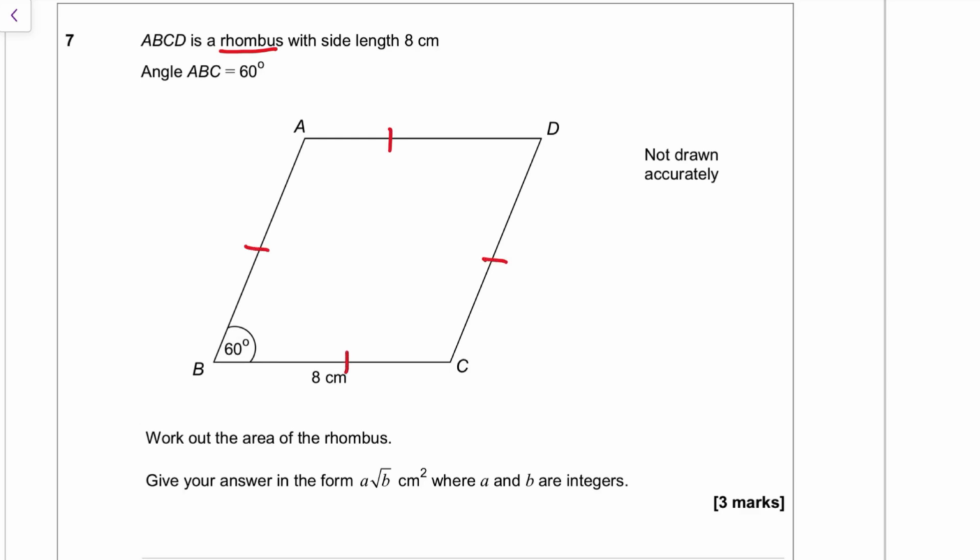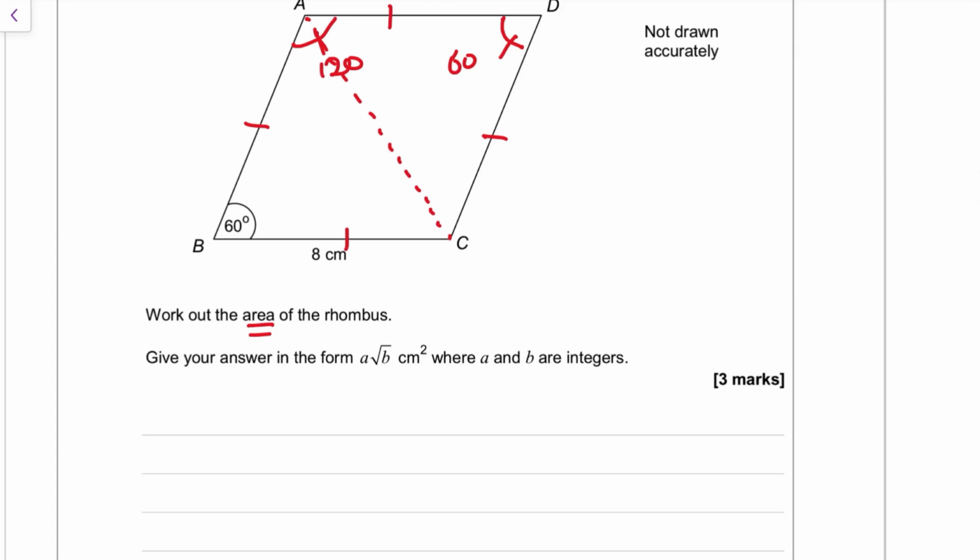So these are all the same length, which means they're all 8. ABC is 60, which means, because it's a rhombus, the adjacent angle is 120, and the opposite angles are the same, so that's 60 and 120. What am I doing? I'm working out the area. So actually, I don't need any of this, do I? I'm just going to say this is 2 triangles. So it's going to be the area of 2 triangles.